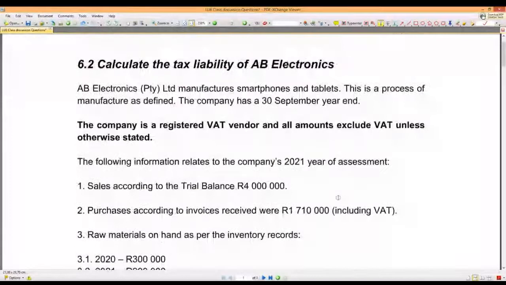What have they provided to us? So they tell us ABC Electronics manufactures smartphones and tablets. And this is a process of manufacture as defined. So here they're telling you it is a process of manufacture. Now what you have to look out for is what section are we going to apply? Is it going to be section 12C or is it going to be section 12E? Now 12E is specifically for SPCs, where 12C is for any other type of business. So let's see if they specifically mention if this is an SPC.